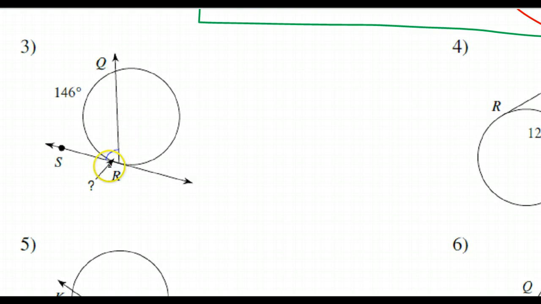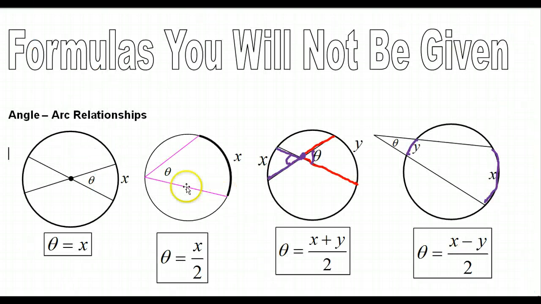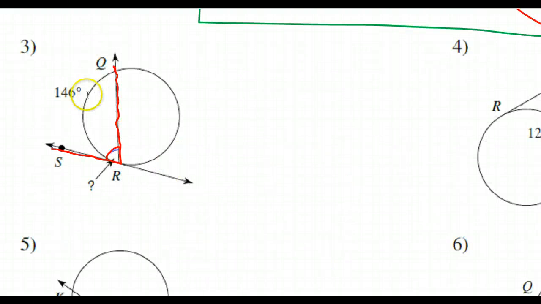We're simply supposed to find this angle. Oh, they're giving us a nice easy one this time. Again, this is simply an inscribed angle. So the angle is going to be half the arc. We're in this situation right here. The angle is the arc divided by 2. So it's just half of 146.